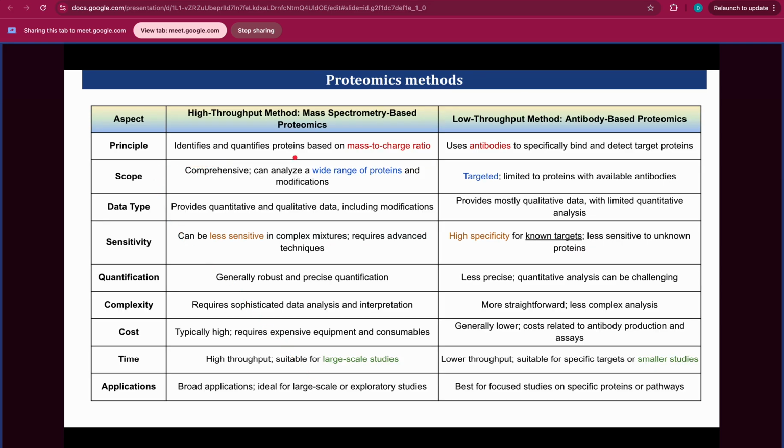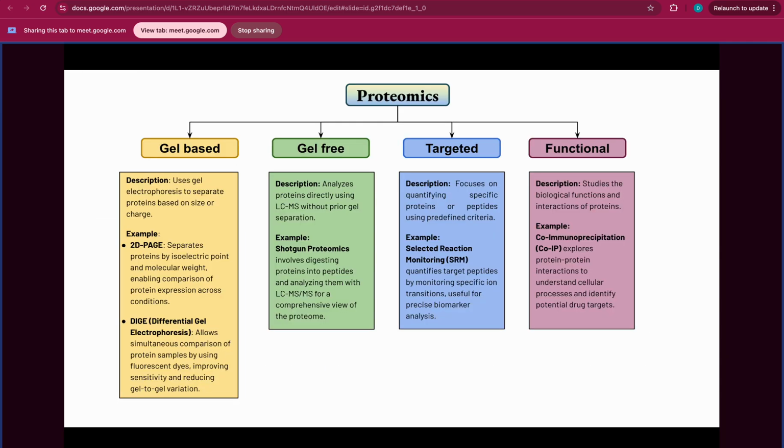In this slide I have compared high throughput and low throughput methods. It is similar to my previous slide. If you want to study in detail what the difference is, you can go through this slide. I won't repeat it again.